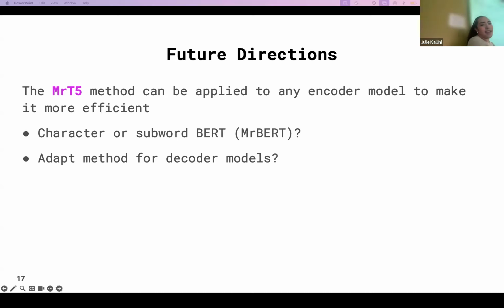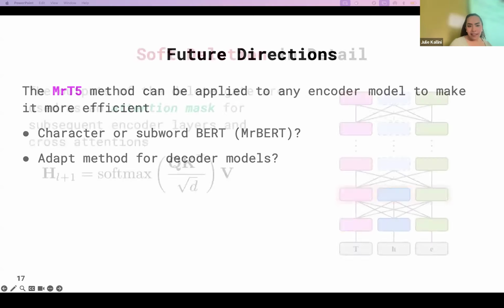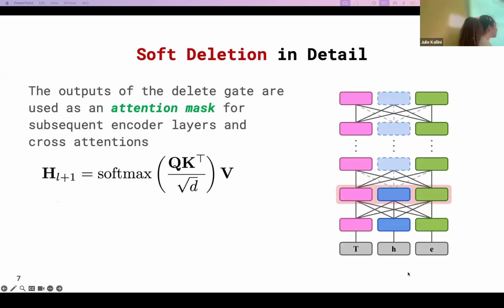Yes, so in the example from the diagram, T and E will still be using the first and the third bias terms from layer 3 onward.